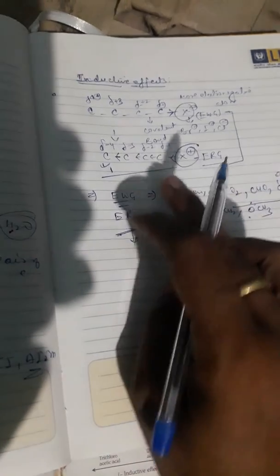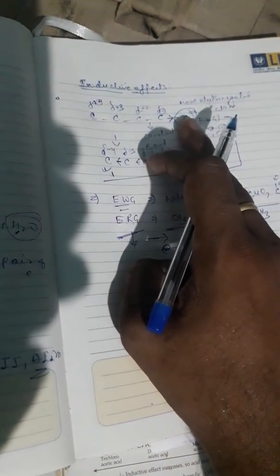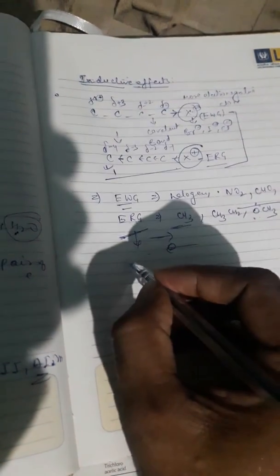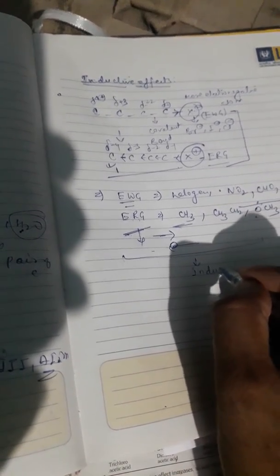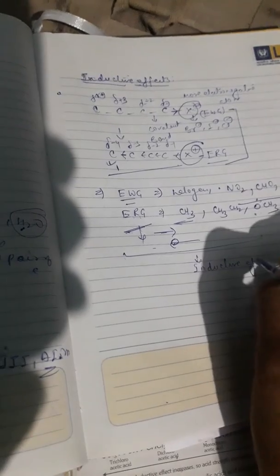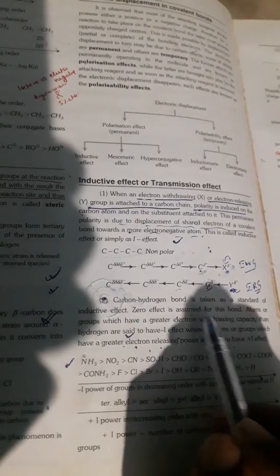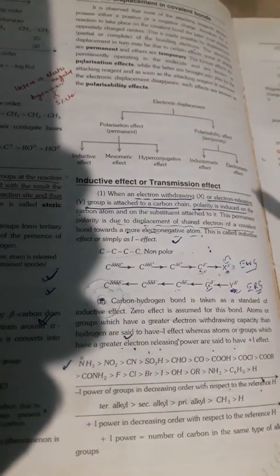So it is all about this polarity. Polarity is induced when two charges are present here. So this effect is known as, it is called the inductive effect. Okay, so this paragraph is saying like that, but what is the second paragraph saying? The carbon hydrogen bond is taken as the standard for inductive effect. Carbon hydrogen, there is a heteroatom, carbon and hydrogen. So polarity is induced, and that's why there will be an inductive effect.